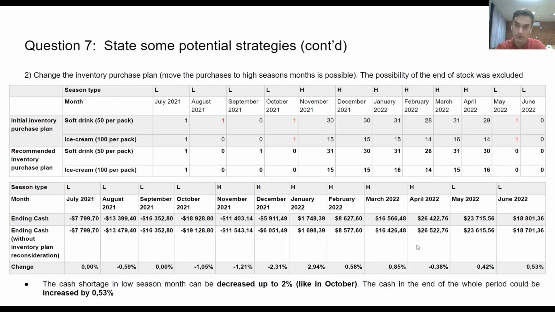As for the inventory purchase plan, in the first table you can see the initial inventory plan and our new inventory plan. What we want to do is take the purchases and put them in the high period to reduce the cash shortages. As a result, you can see that the cash shortage in low seasons has decreased by up to 2%, like in October, which is considerable in scale. The cash at the end of the whole period also increased by 0.53%, which is quite a nice cashback.